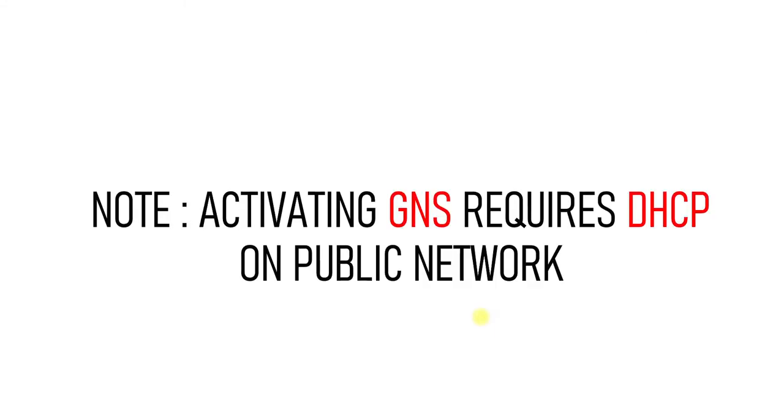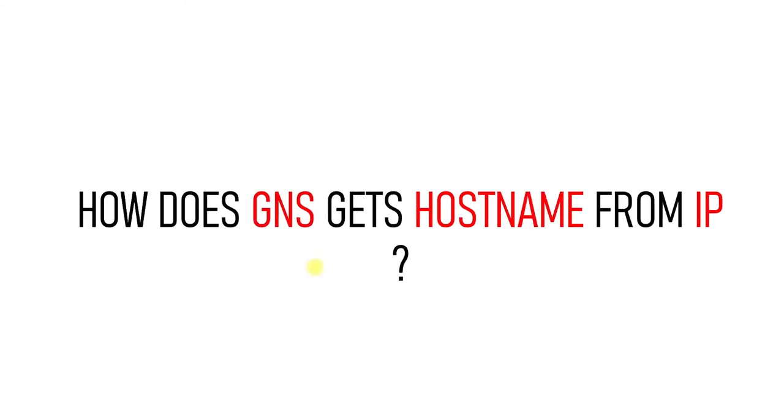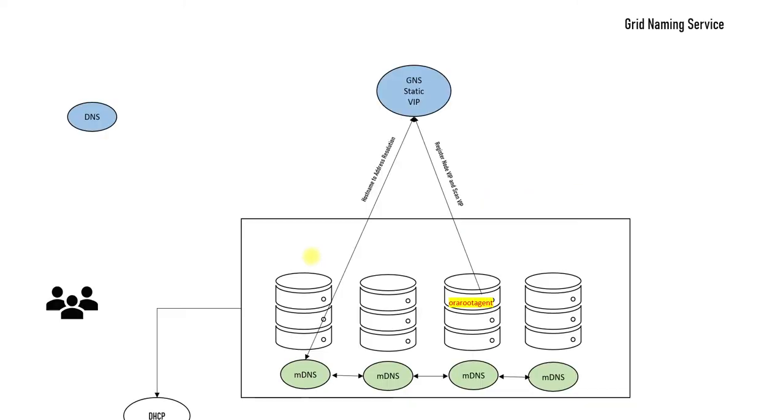Let's move on. Now this is important, you need to make sure you remember this: activating GNS requires DHCP on the public network, okay. Now the question comes: Aura root agent has collected the virtual IP and scan VIP, okay. Now how do you resolve the scan name to IP to name? That is the question, right? How do you get the host names? How do you collect the host names? This is how it's collected.